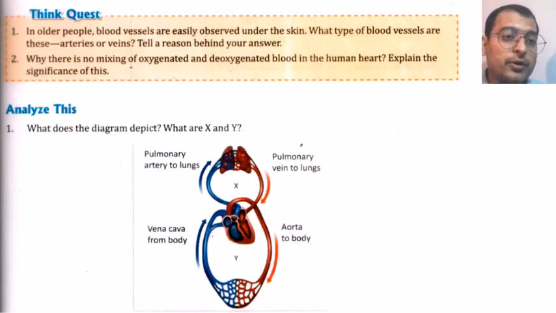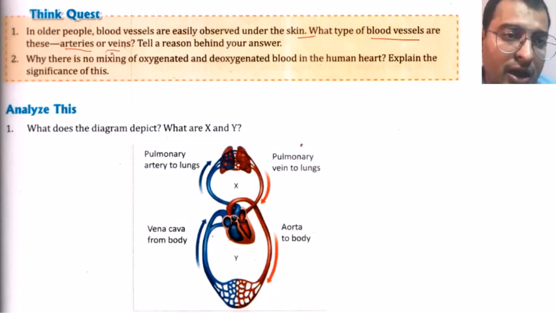In older people, blood vessels are easily observed under the skin. What type of blood vessels are these? Arteries or veins? Tell a reason for your answer. It is the veins, because arteries are deep. Their location is a bit deeper, whereas veins are at a more superficial location. So, in older people, generally the veins will appear more on the surface.